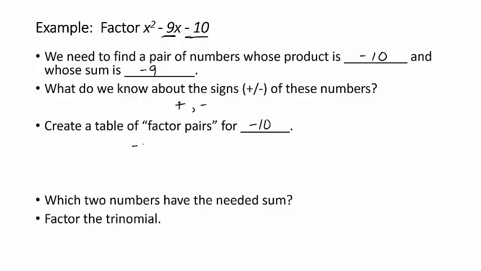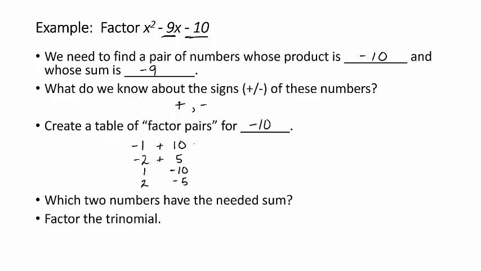Okay, so we could have negative 1 and 10. We could have negative 2 and 5. And are there any other pairs other than that? So we could also have it the other way, right? 1 and negative 10 and 2 and negative 5. Okay.